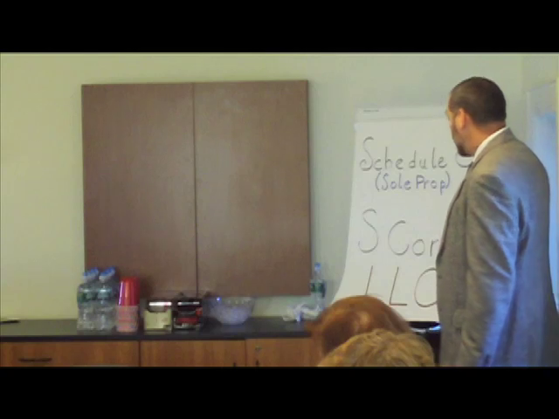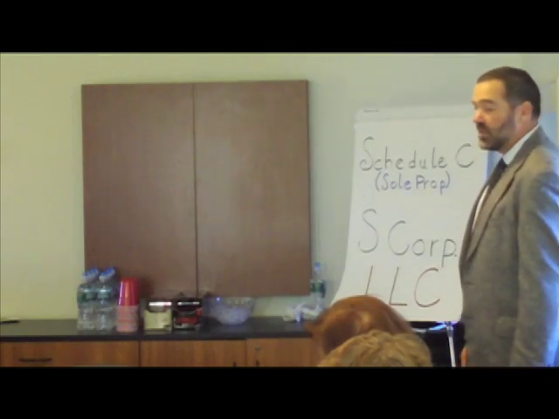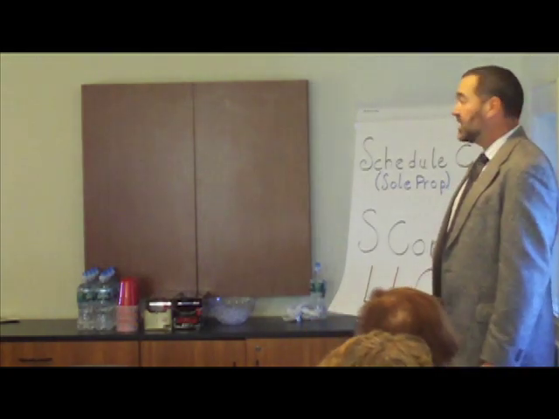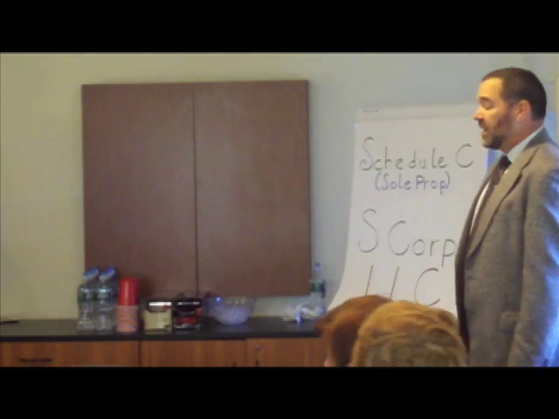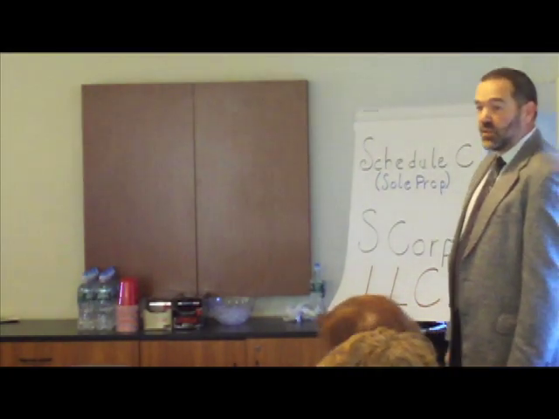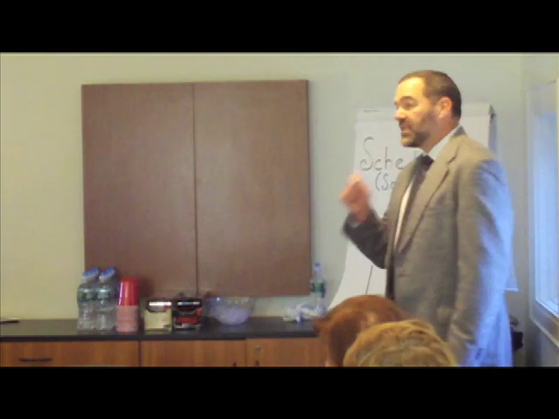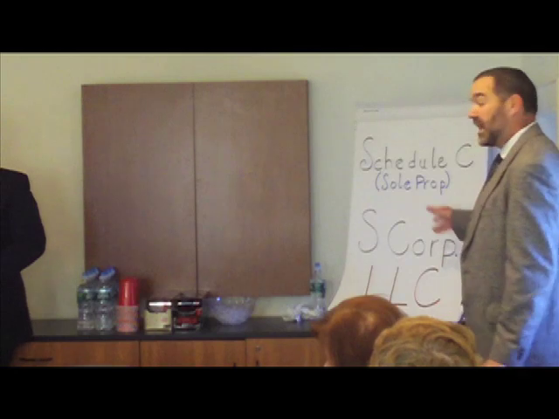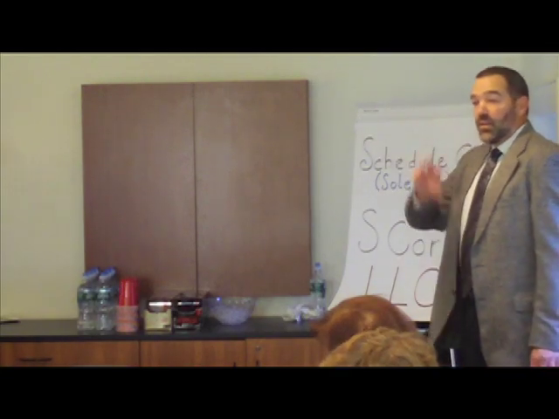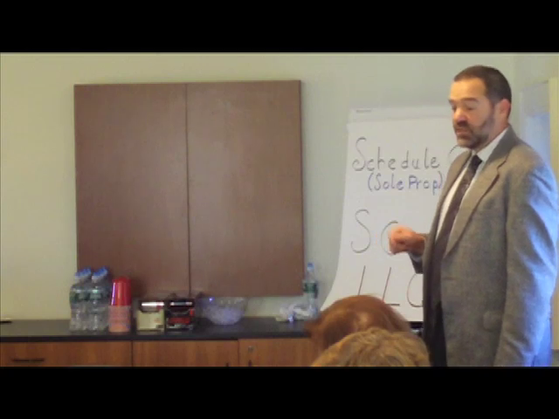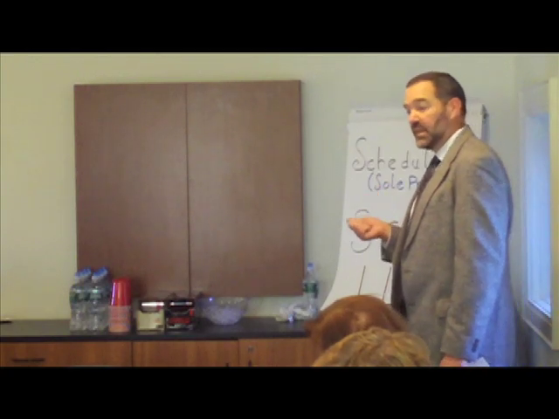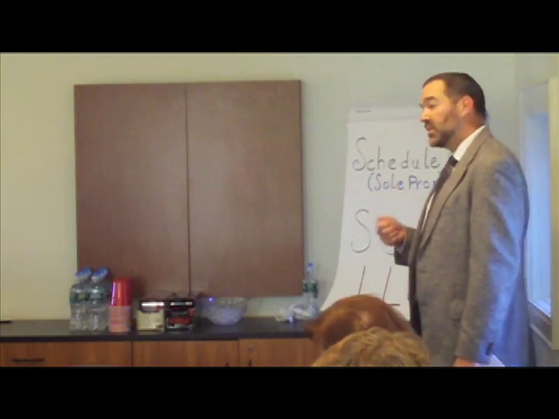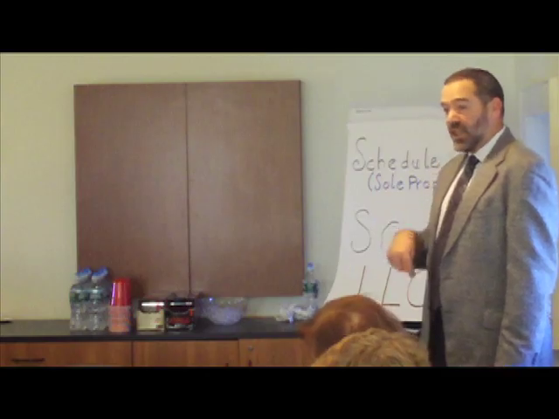The second classification is the S Corp. The S Corp is actually a tax classification, an election that a C Corp generally elects to do. And what it does is it allows income to pass through to the individual. So the S Corp is not a legal entity in and of itself. It's an election for tax purposes.